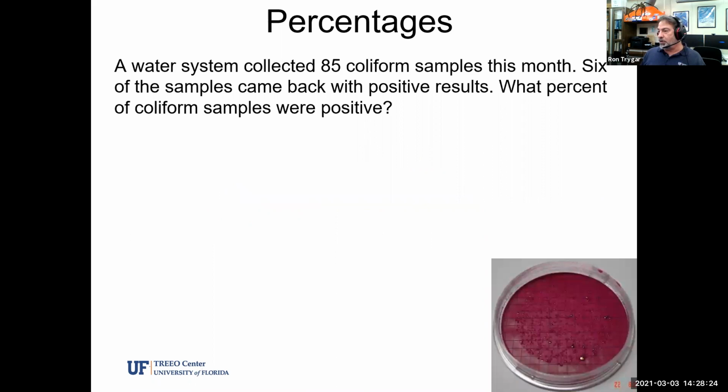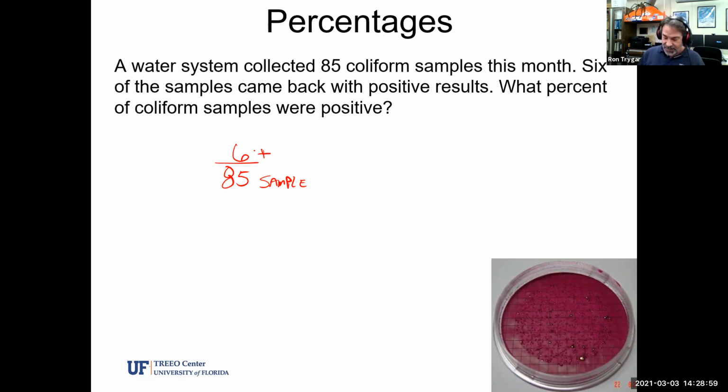Let's work out one more of these. Let's say we have a water system that collected 85 coliform samples in a month. 6 of the samples came back with positive results. What percent of the coliform samples were positive? So we collected a total of 85 samples, right? And we want to figure out what percent were positive. So out of the 85, 6 came back positive. We're going to just put a plus here, positive.